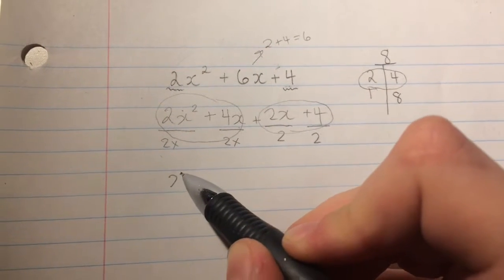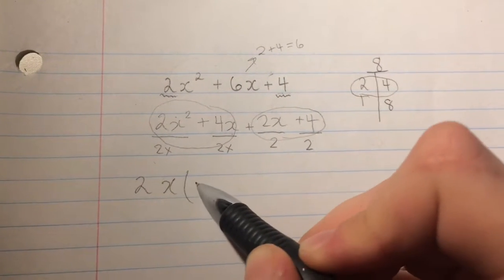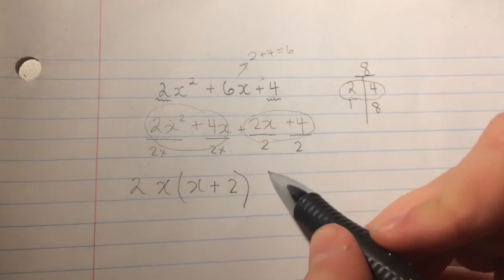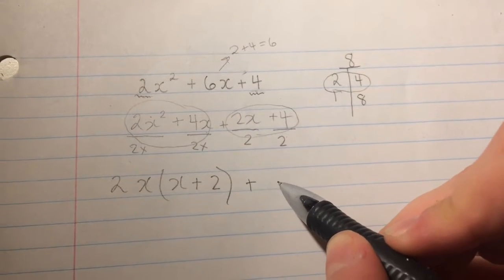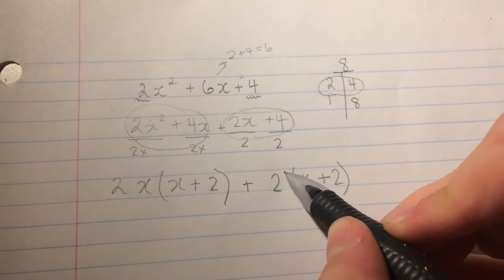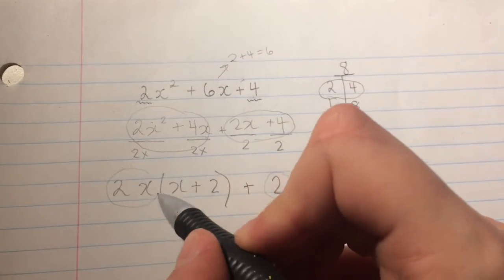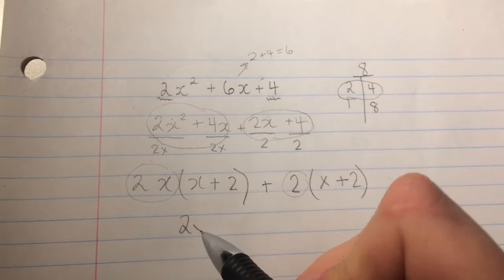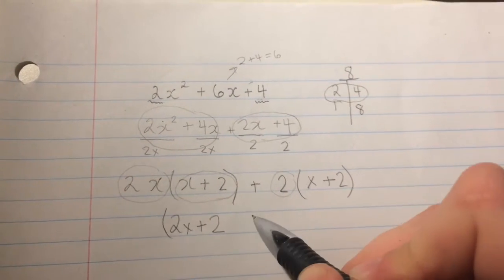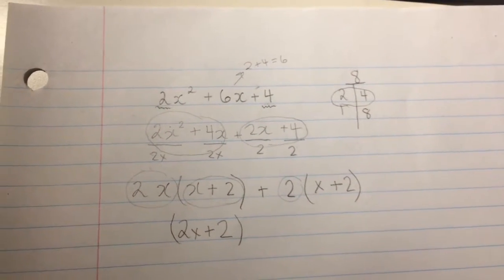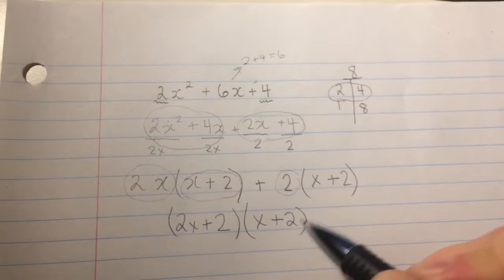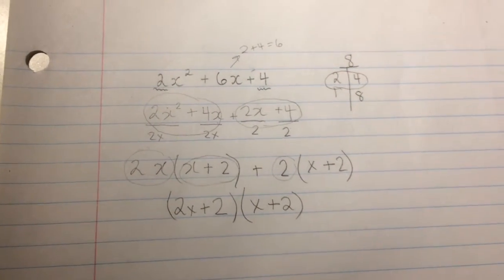So now for the first one, we would write the divider in the front and then the two quotients in brackets, making it 2x bracket x plus 2. The next one would be the same with 2 in the front and then x plus 2 in brackets. Now the way you write the final equation is by writing 2x plus 2 in brackets times the x plus 2 in another set of brackets right next to each other. So the final equation should look like this: 2x plus 2 times x plus 2. And now you've fully factored your equation.